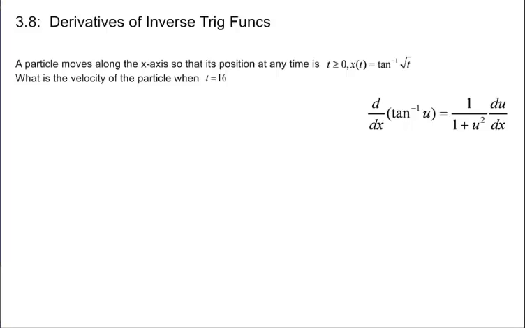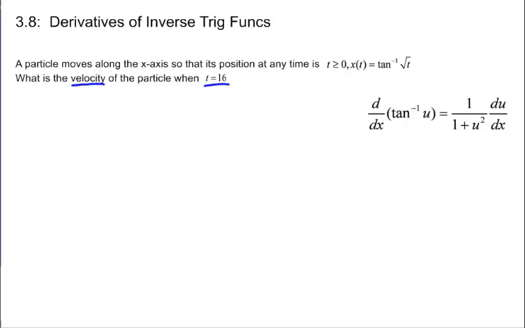Alright, now we have a particle moving along the x-axis, so that the position at any time t, where t is greater than or equal to 0, is x of t equal to the arctan of the square root of t. What is the velocity when t is 16? Remember, the key word here for us is velocity. What's the velocity of the particle when t equals 16? Well, we need to know the derivative, because that's where all the exciting things are going to happen.